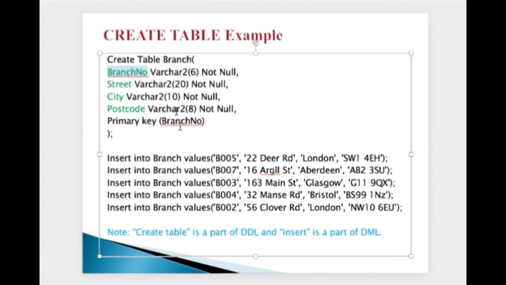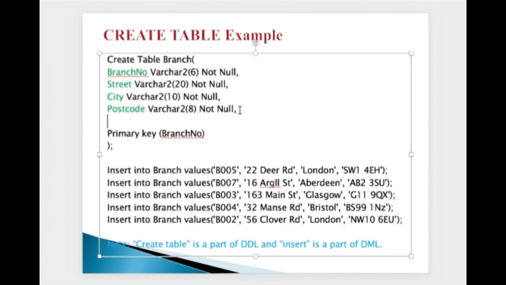Actually what is happening, our columns are finished, and this is the closing of the create table. Before closing, we are mentioning what is the primary key of the table. The primary key of the table is branch number. Here is the branch number. This column is the primary key. We can mention primary key before closing the table.